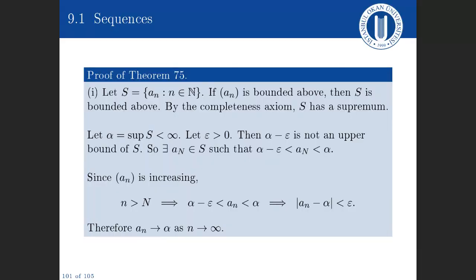Because a_n is an increasing sequence, if n is bigger than capital N, a_n is bigger than a_N. So a_n must also be between alpha and alpha minus epsilon. That's enough to prove that a_n converges to alpha. An increasing sequence which is bounded above converges to its supremum.